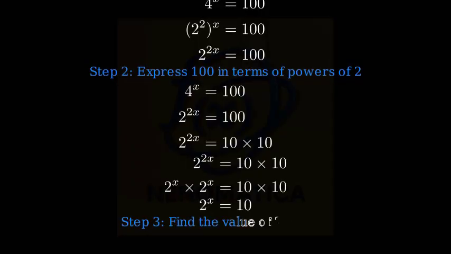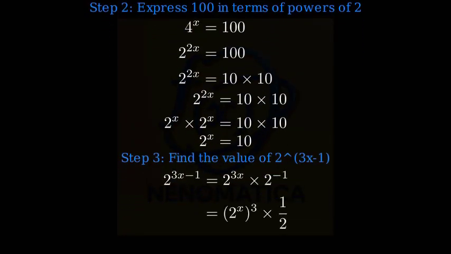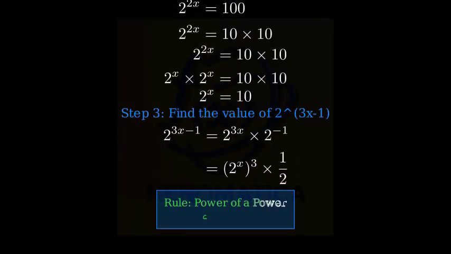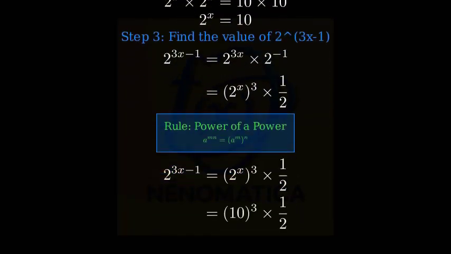Now that we know 2^x equals 10, let's use this to find the value of 2^(3x-1), which is what the problem is asking for. We can rewrite 2^(3x) as (2^x)^3. Since we know that 2^x equals 10, we can substitute this value. All that's left now is to calculate the value.